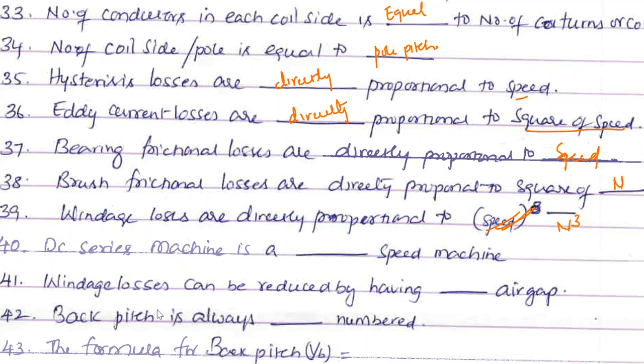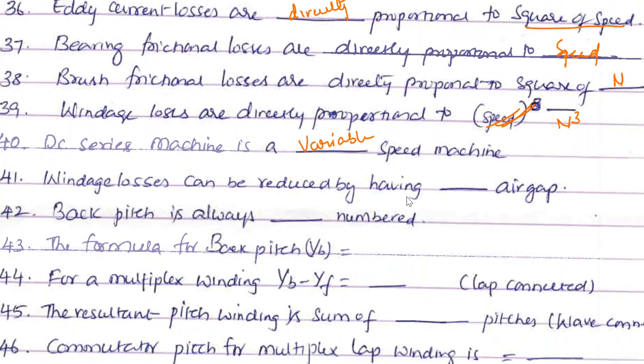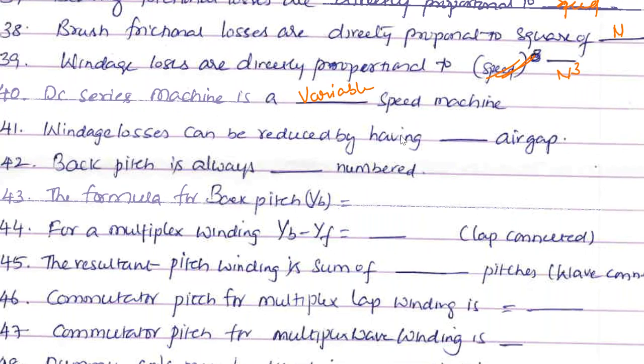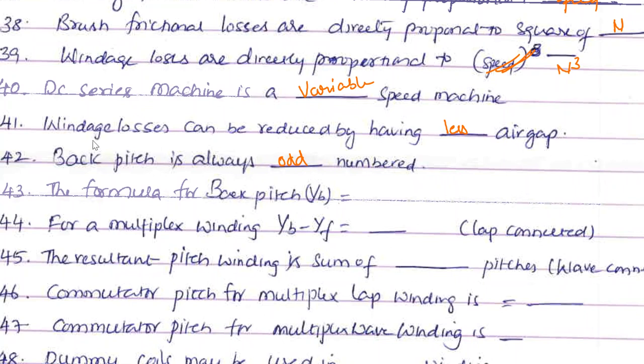40th question here. DC series machine is a dash speed machine. Very important question. It is a variable speed machine. Next one, the windage losses can be reduced by having a dash area, that means a less area. The back pitch is always dash numbered. So Y_B, the back pitch, is always odd numbered. The formula for back pitch is pole pitch plus or minus k, where k is an integer used in this formula to make the back pitch always an odd number.